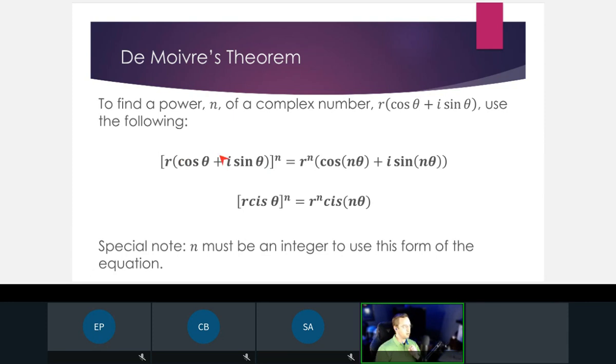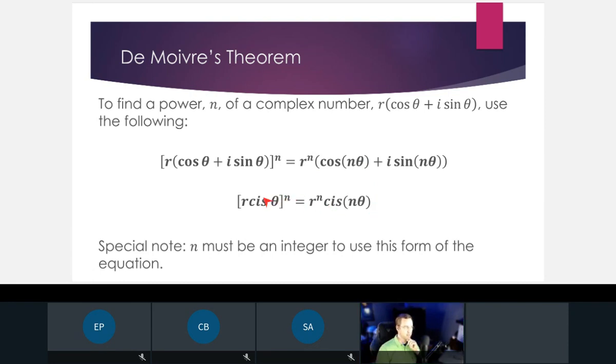So when you have a complex number in polar form and it is raised to the power of n, to calculate that, it's very easy. All you're going to do is raise the r value to that exponent, and then you're going to multiply the angle theta by that exponent, and that's it. It's that easy. So this is the expanded form, and this is the condensed form, what it would look like.